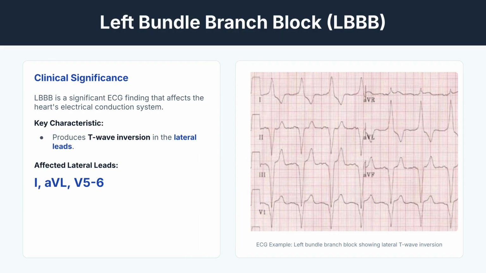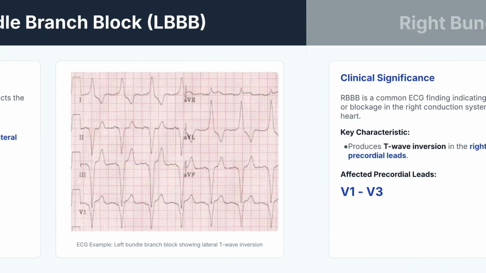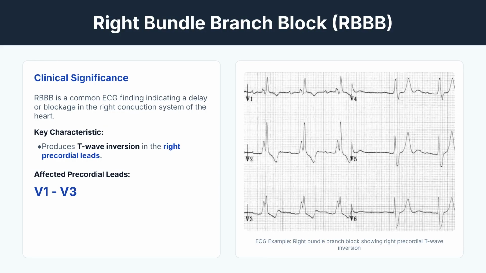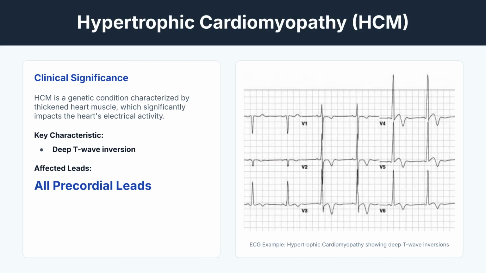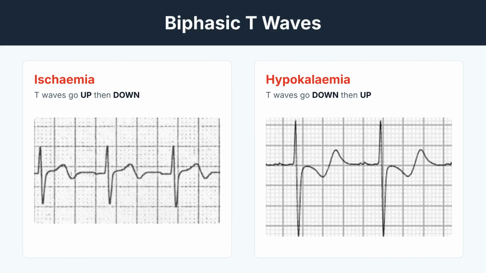Left bundle branch block produces T-wave inversion as a secondary repolarization abnormality in the lateral leads, specifically I, AVL, V5, and V6. Right bundle branch block is a common finding that causes T-wave inversion in the right precordial leads V1 through V3. Hypertrophic cardiomyopathy often features deep T-wave inversion across all precordial leads due to the thickened heart muscle impacting electrical activity. Biphasic T-waves can indicate critical conditions.